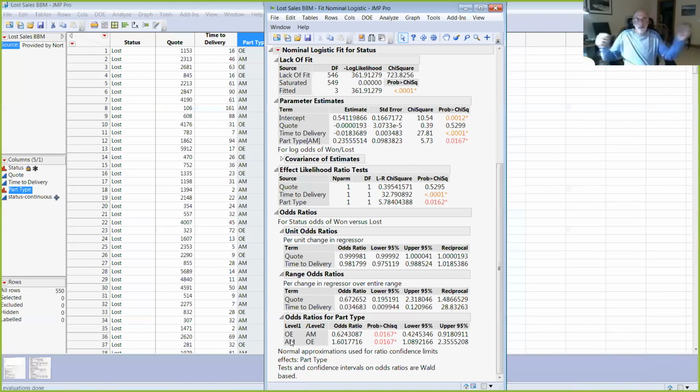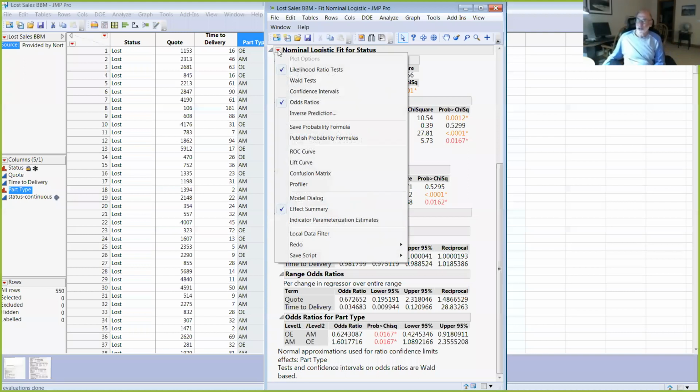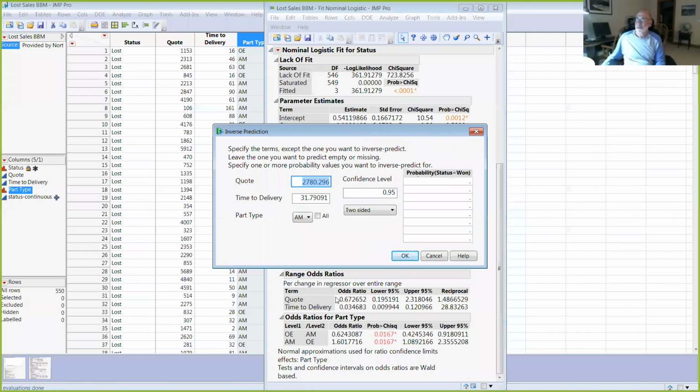Again, if there's a huge range, it's very hard to interpret, or kind of meaningless. You might have one outlier that's far longer than the others, and so this is just looking at the entire range, whereas the unit odds ratio is just looking at each particular unit. So often with continuous variables, interpreting them this way doesn't really make a lot of sense. What I would suggest for continuous ones, to make it much more concrete, is to go to inverse prediction.